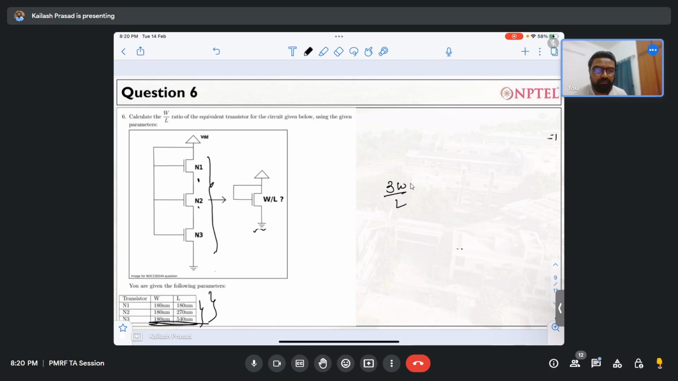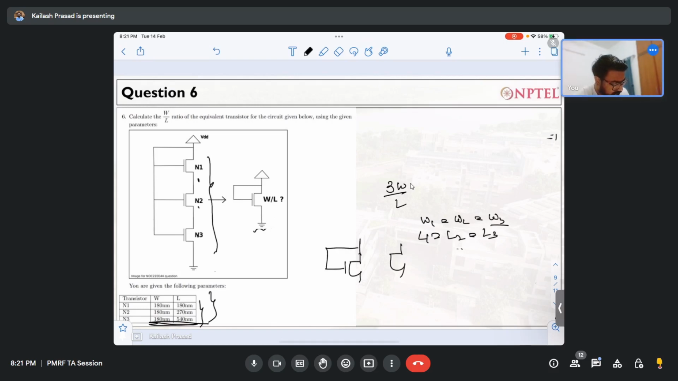What should I do? Assume that L1 is equal to L2 equal to L3, W1 equal to W2 equal to W3. Connect all in parallel. So that's the correct answer. What you should do is connect all the transistors in parallel. Parallel connection, yes.